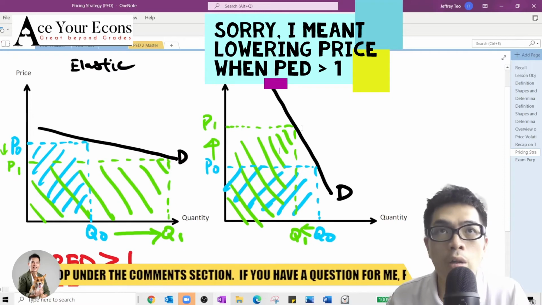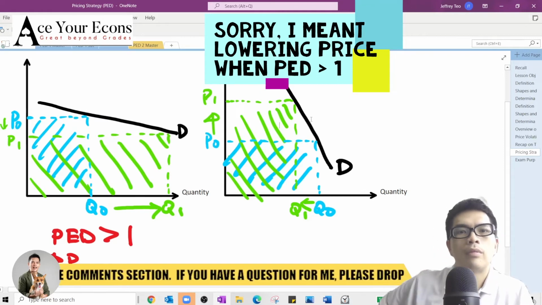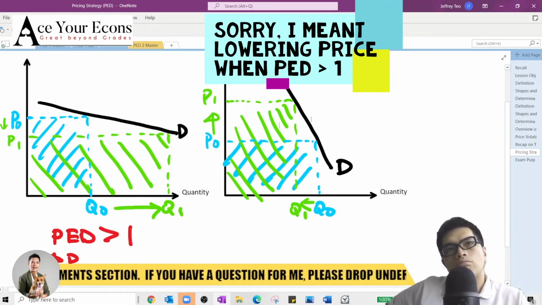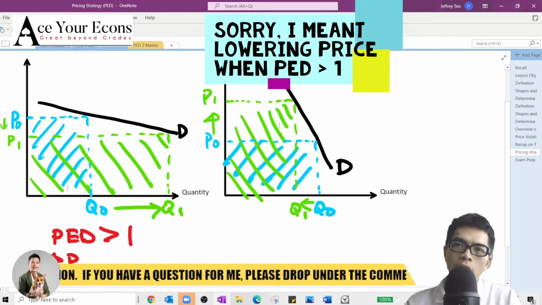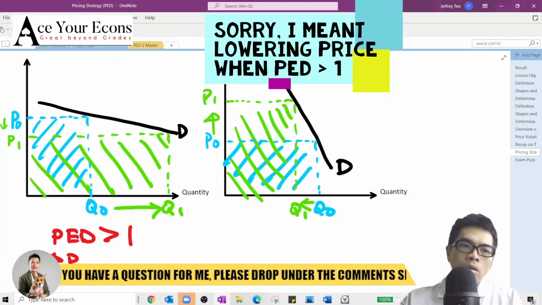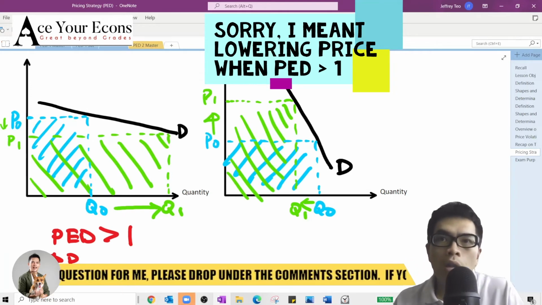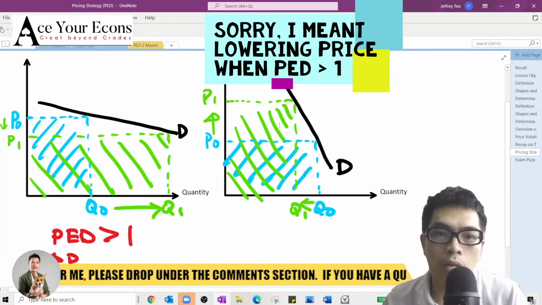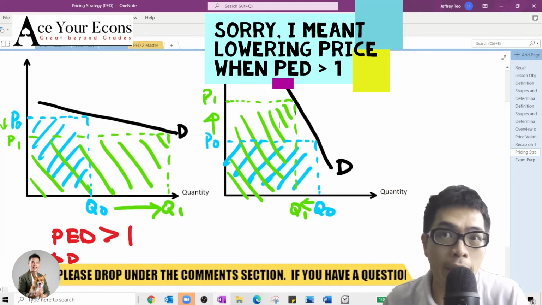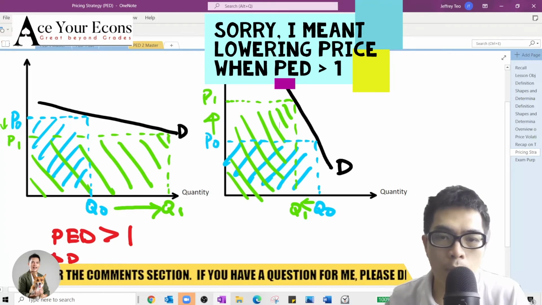The new revenue will be the one in green. So what can we conclude about the producer revenue? Has it increased, decreased, or stayed the same? Type it out now. Okay, good, Elijah. Alright, the producer revenue has increased. The green rectangle is bigger than the blue rectangle. Let me repeat, the green rectangle is bigger than the blue rectangle.